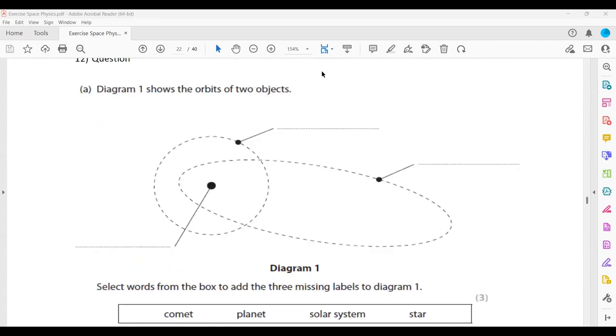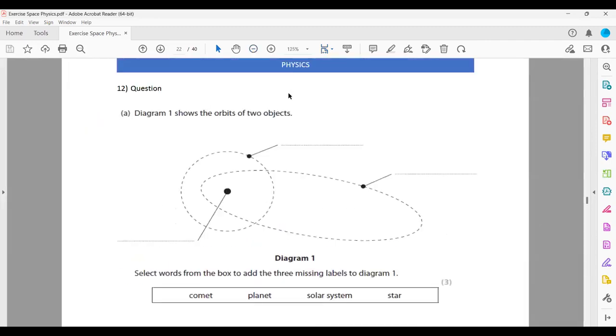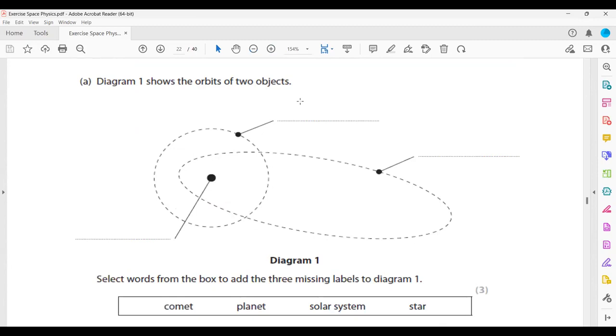Next question, a similar question. There are words in the box. Diagram 1 shows the orbits of two objects. You can see two different ones. Select a word from the box to add the three missing labels of diagram 1. So if I say comet, that's right.